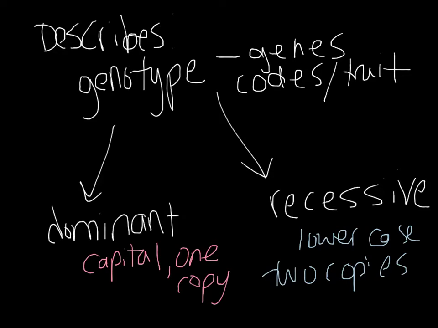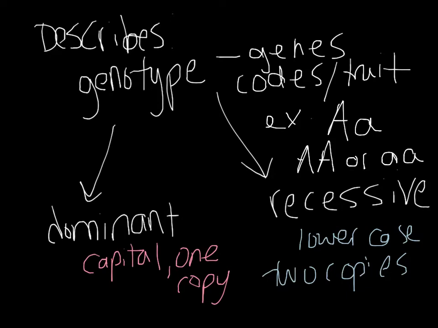They're genes that code for a trait. They're usually represented by letters. Some examples of how a genotype might show up would be capital A or lowercase a.